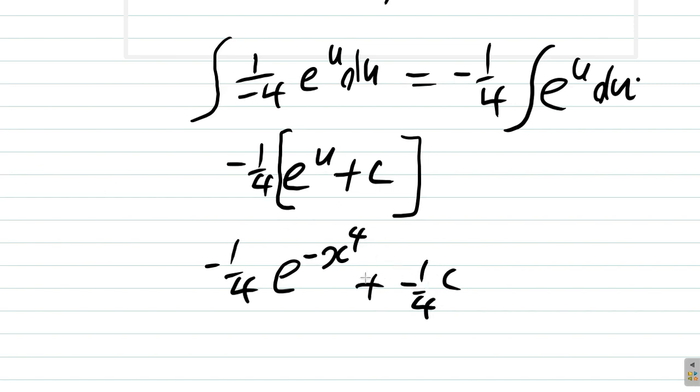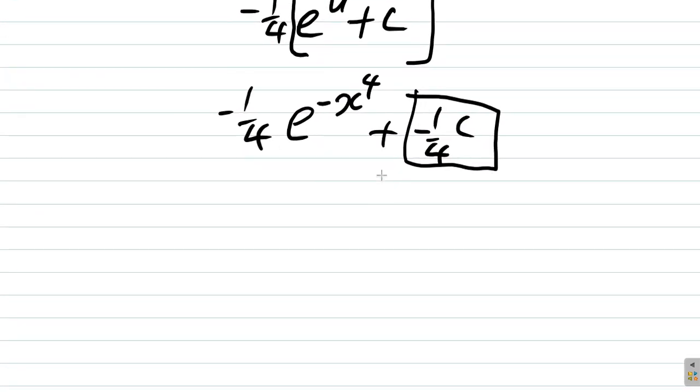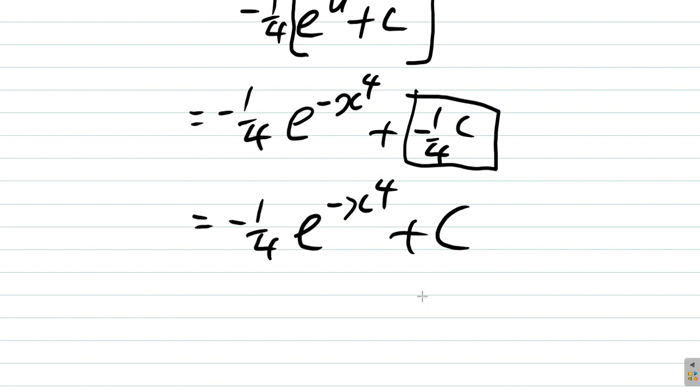This itself is a constant. So let's call it the new constant, big C. You multiply negative a quarter by small c, you get big C. Or you could call it some other letter: A, B, D, K, whatever it is. So it's negative a quarter e to the negative x to the 4th plus C, or, if you want, plus K. Whatever letter you want. So the answer is negative a quarter e to the negative x to the 4th plus your constant of integration.